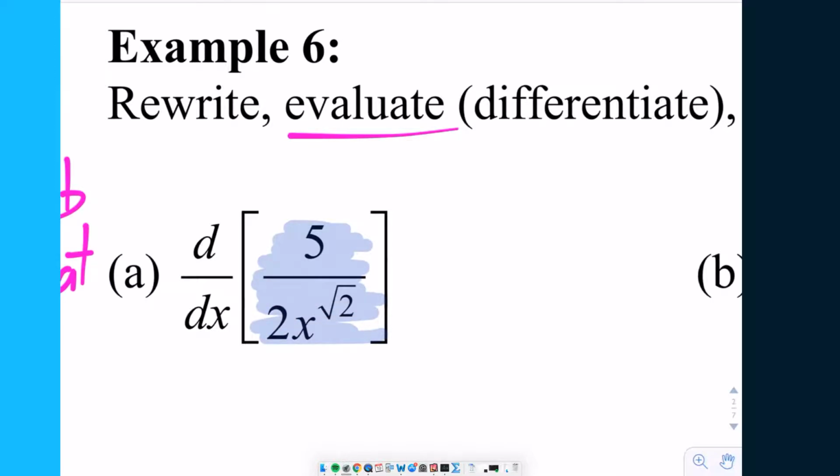Okay, well, do you want to use the limit definition, Peter? Say no way. Say, are you kidding?